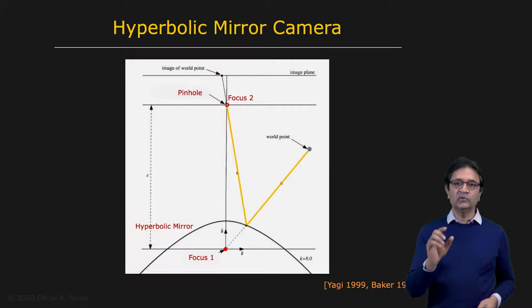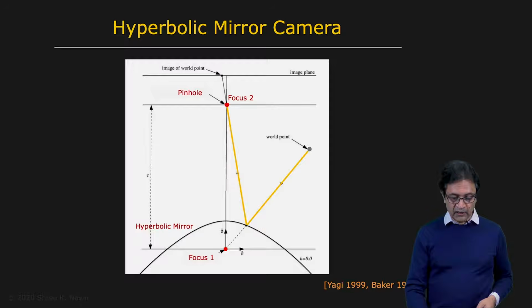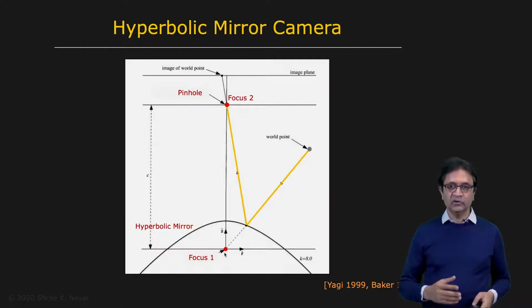And so that is where you would place the center of projection or pinhole of your lens camera, right here. And that would ensure that you would capture an image which is the reflection from this hyperbolic camera, but it is a reflection of the scene as seen from a single point, which is from focus 1. So the thing to note here is that you can go well beyond a hemisphere in this case.